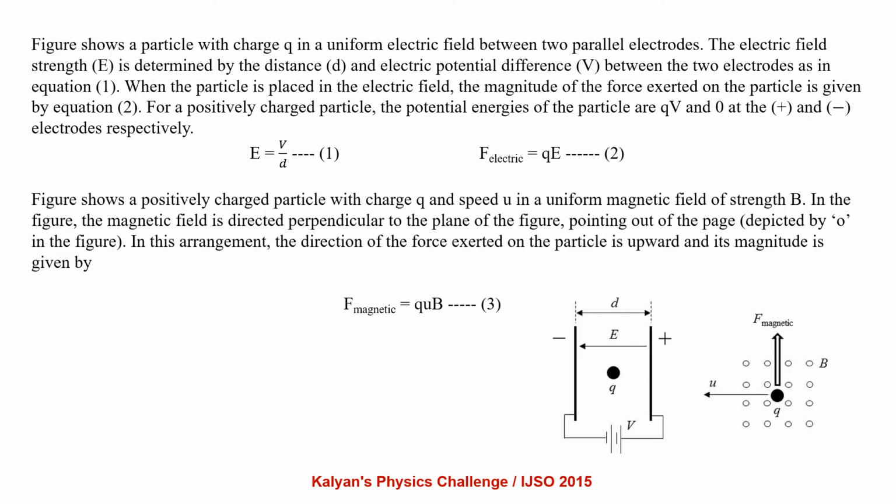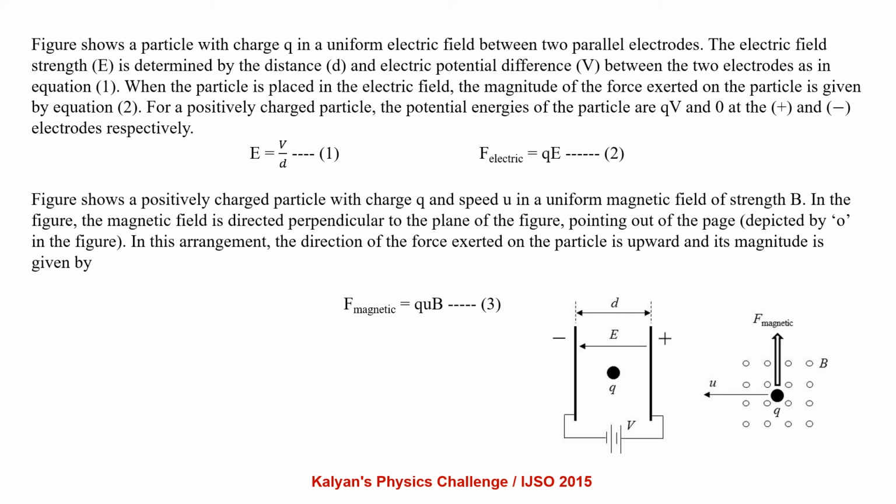Figure shows a particle with charge Q in a uniform electric field between two parallel electrodes. The electric field strength E is determined by the distance and electric potential difference between the two electrodes as in equation 1. When the particle is placed in the electric field, the magnitude of force exerted on the particle is given by equation 2. For a positively charged particle, the potential energies of the particle are QV and 0 at the positive and negative electrodes respectively.